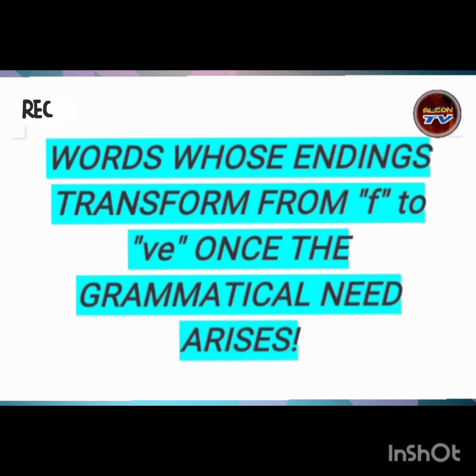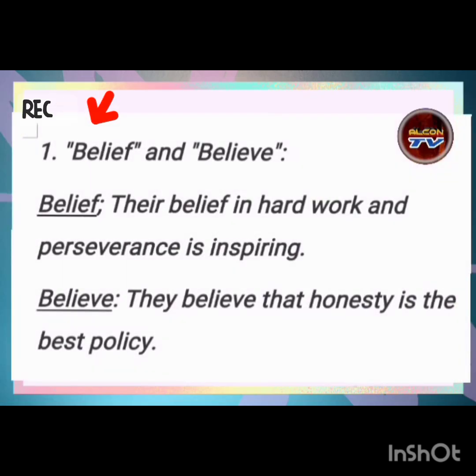The first example we're going to have is the word belief, which ends in the letter sound F. And once belief transforms to ending in VE, now it becomes automatically a verb. So let's take a sentence here. For belief, we have: Their belief in hard work and perseverance is inspiring. Let me take that sentence again. Their belief in hard work and perseverance is inspiring.